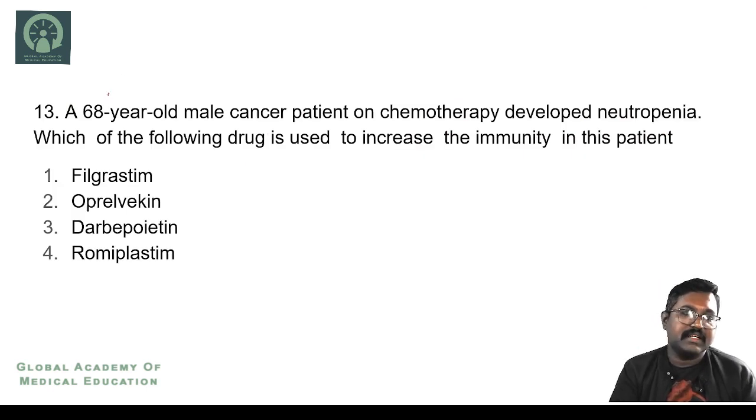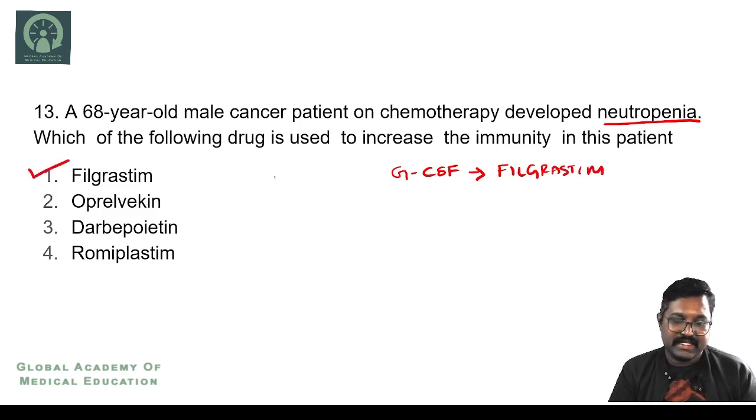Coming to the 13th MCQ, a 68-year-old male cancer patient on chemotherapy developed neutropenia. Which of the following drugs is used to increase the immunity in this patient? They are asking which drug is given to overcome the neutropenia. Again, it is a direct answer. You are going to give a granulocyte colony stimulating factor. The granulocyte colony stimulating factor will be your filgrastim. So filgrastim will be your answer.